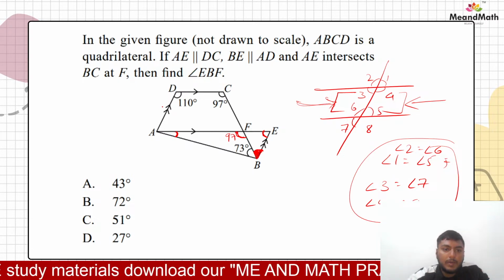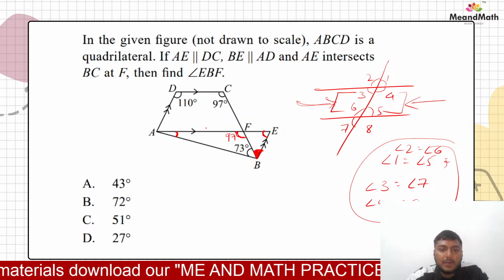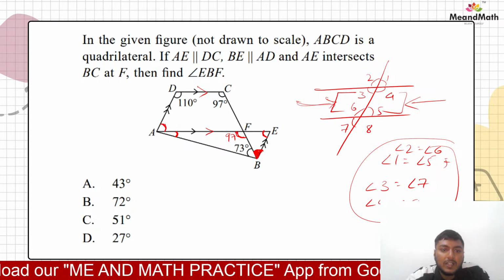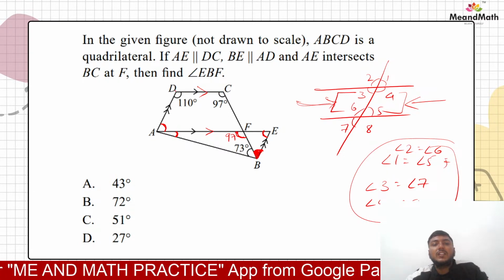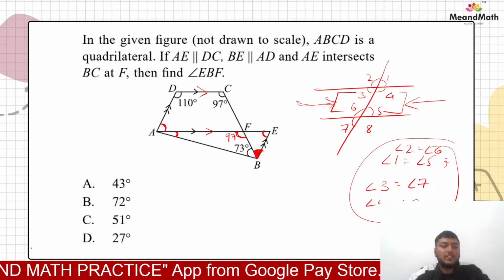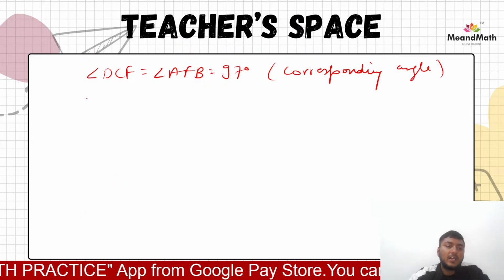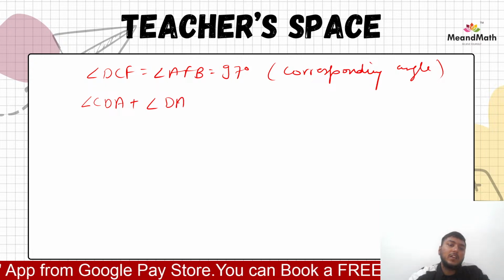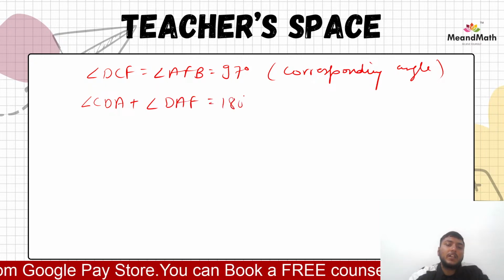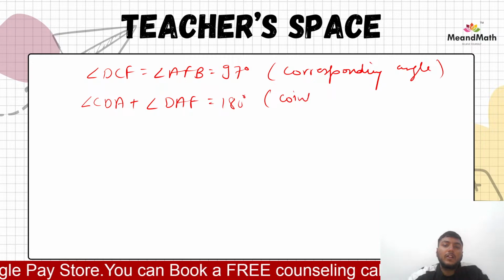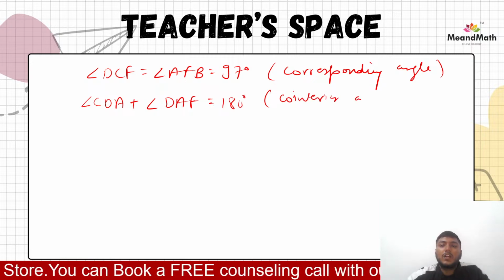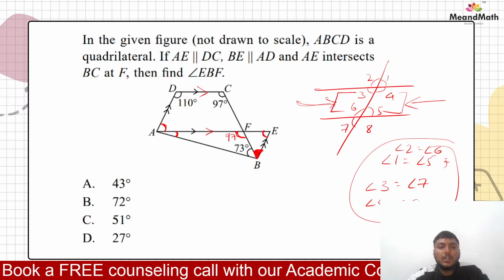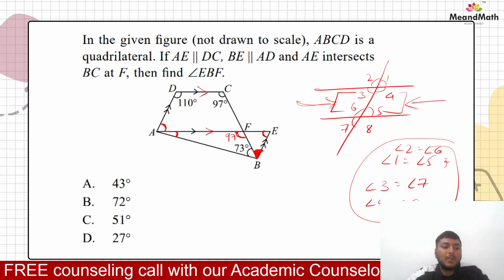Now see beta, CD and AE are parallel, so this means angle CDA and angle DAF would be what? 180 degrees, because they are co-interior angles. Yes or no? CDA plus DAF is 180, so 110 plus angle DAF.